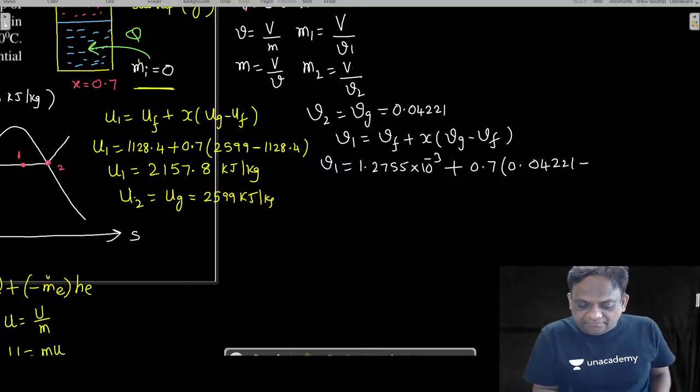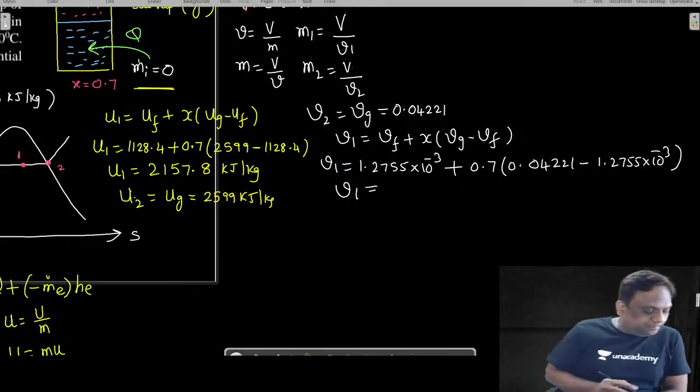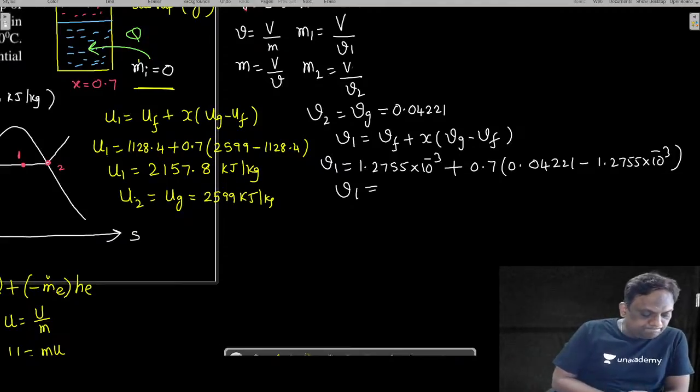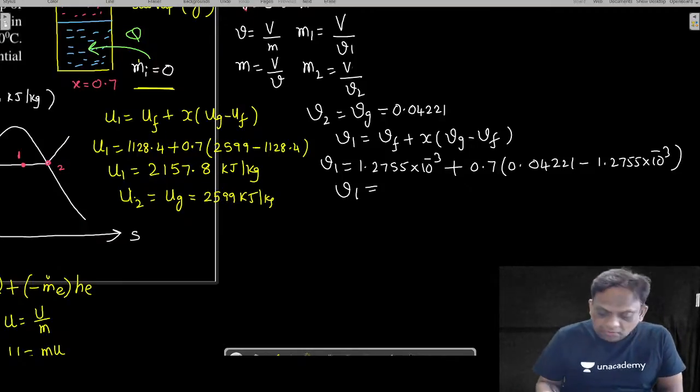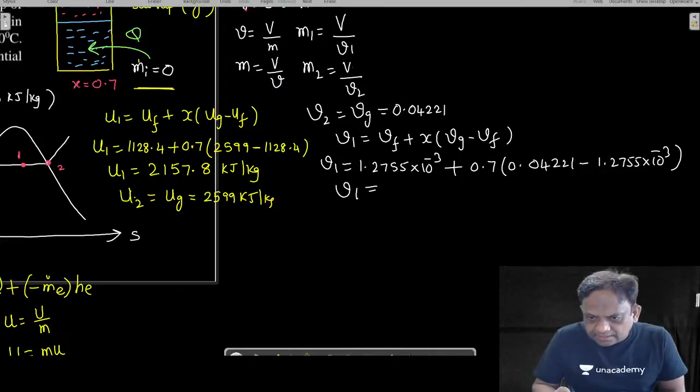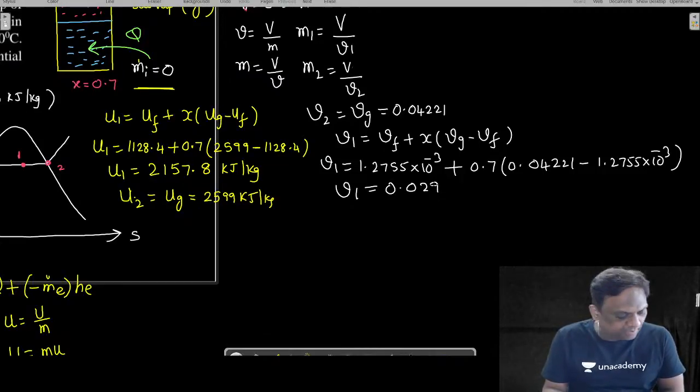What is Vf? Vf is given, see. Vf is 1.2755 into 10 power minus 3. So can you give me initial specific volume? I'm waiting for your answer. 0.0. Wonderful. Who gave 0.0? Yes, RM Singh. Wonderful, sirs. Thank you. 0.0299 meter cube per kg.